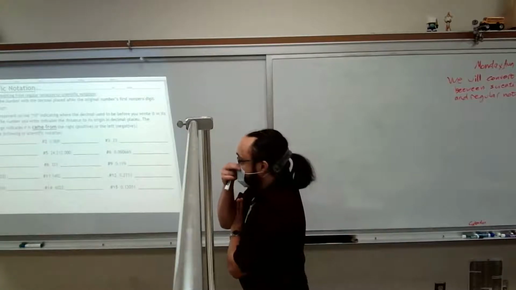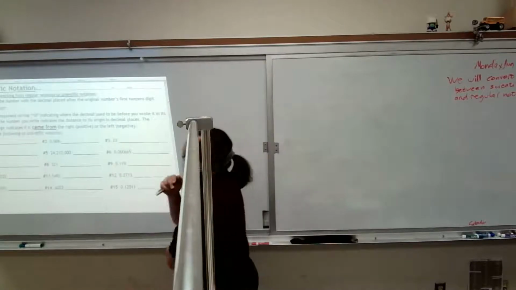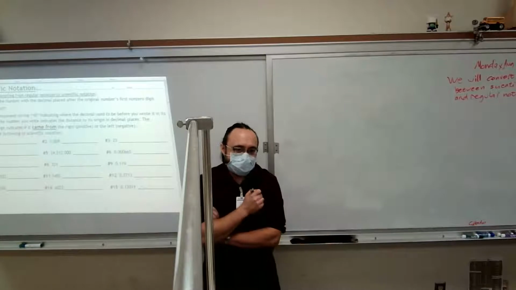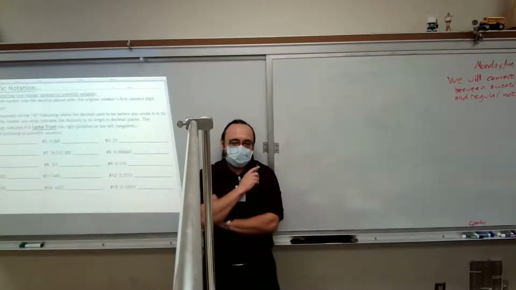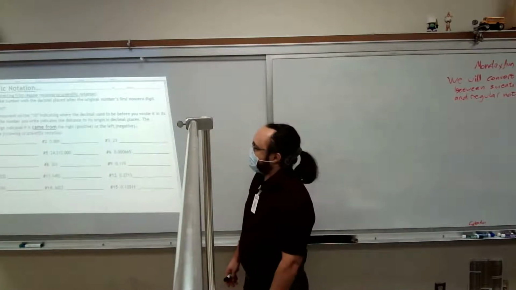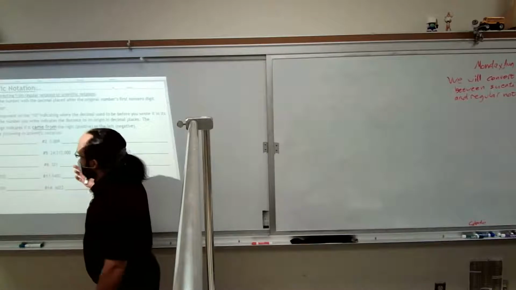So this is the hard part, in my opinion. Converting from scientific notation to regular is real easy. If it's positive, you move the decimal to the right. If it's negative, you move the decimal to the left. I'll show you what I mean by that in a minute. This one, you have to tell them where the decimal came from. So let's do an example.